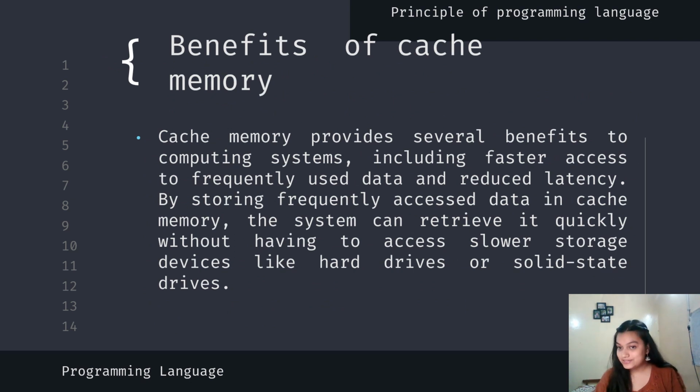Coming to its benefits, cache memory provides several benefits to the computing system, including faster access to frequently used data and reduced latency. By storing frequently accessed data in cache memory, the system can retrieve it quickly without having to access slower storage devices like hard drives or solid state drives.